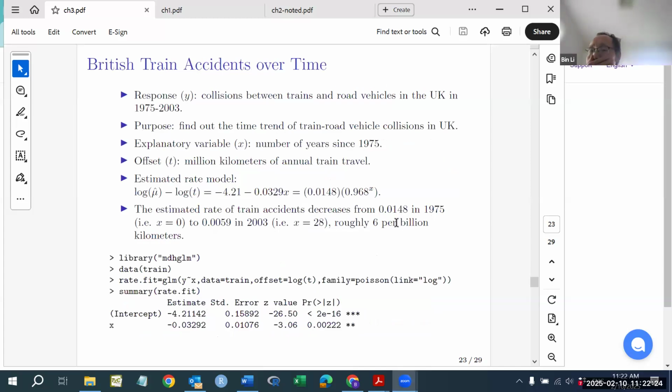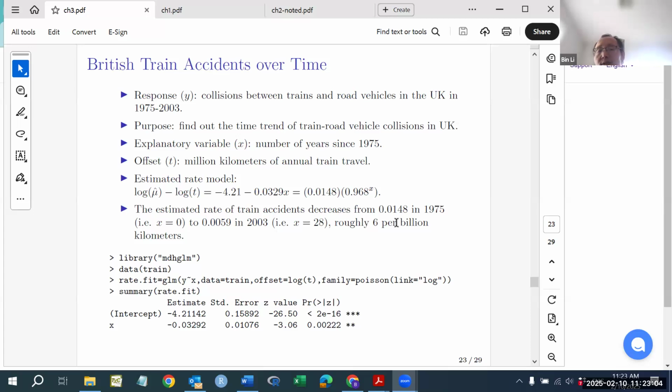So let's see an example. In this example, the response is the collisions between trains and road vehicles in the United Kingdom from 1975 to 2003. The purpose is to find out the time trend for train-road vehicle collisions in the UK. And the explanatory variable to be used here is the number of years since 1975.